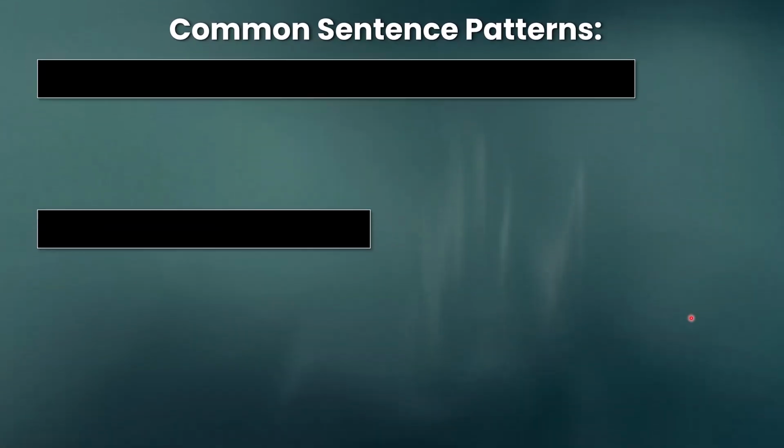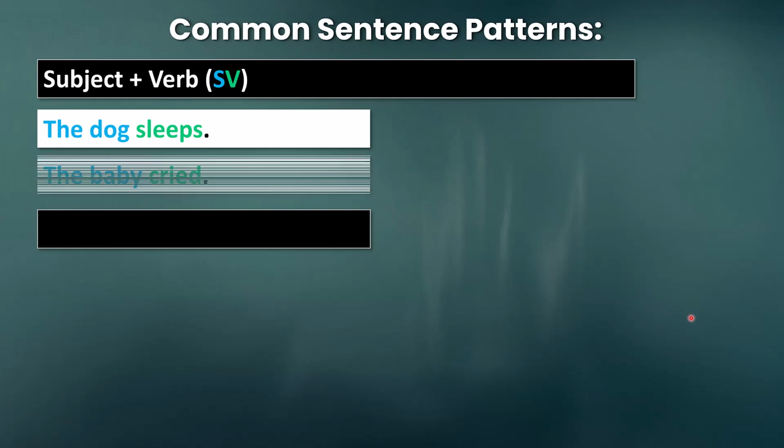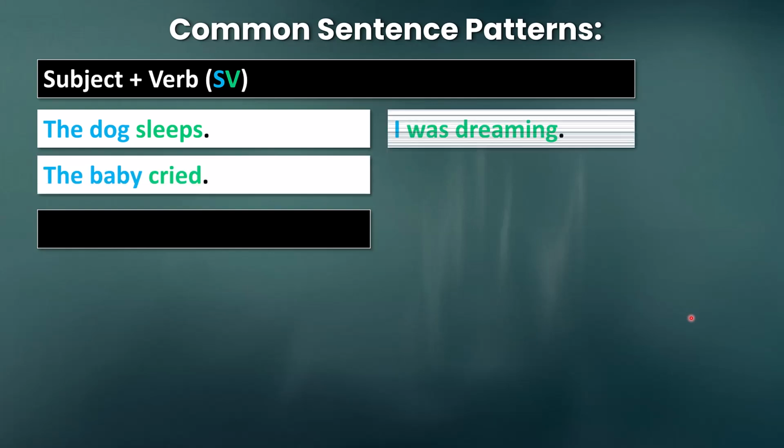So now let's look at the most common sentence patterns based on this structure. So we have the first one, which is subject plus verb. For example, the dog sleeps. The baby cried. I was dreaming. Here we have the subject I plus the helping verb or auxiliary verb was plus dreaming, which is the main verb because this is in the past continuous tense.